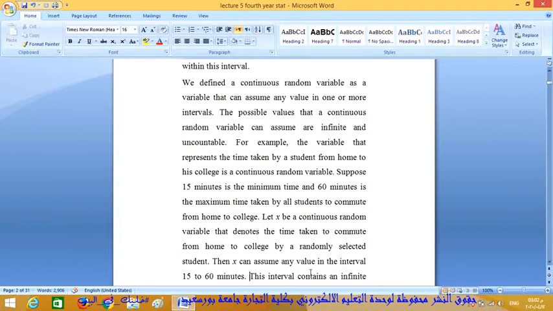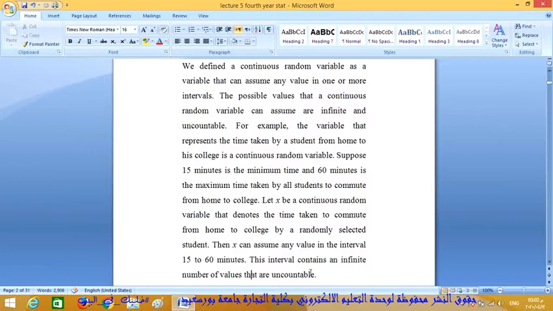This interval contains an infinite number of values that are uncountable. The values between 15 minutes and 60 minutes are infinite in number. You cannot count the number of values between the minimum of 15 and the maximum of 60 minutes, or any other interval.